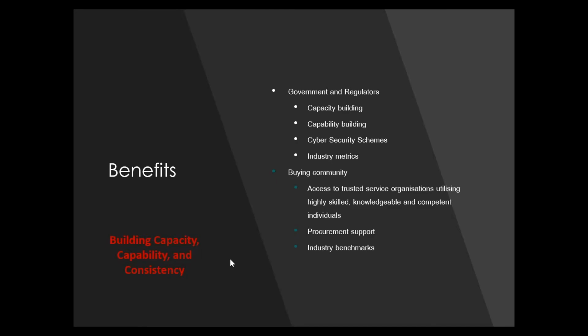So we're going to look at some of the benefits for the entire ecosystem of becoming a CREST member company and also working with CREST. The 3 C's are the main parts of CREST: we look at building capacity, capability, and consistency. As you can see here, these are 3 of the key things that we promote as being able to help government and regulators with. We also help them with their cybersecurity schemes. We look at and manage lots of schemes on behalf of regulators and governments on an international basis, and we'll talk through some of those later in the presentation.